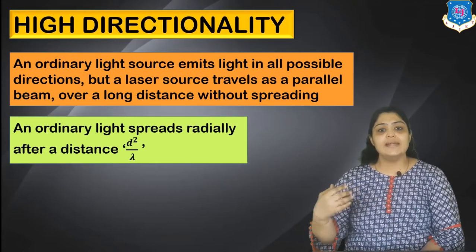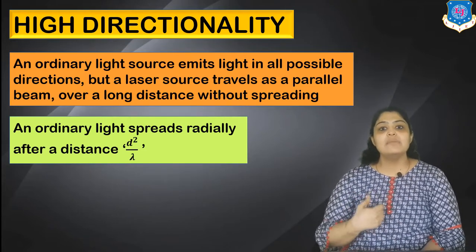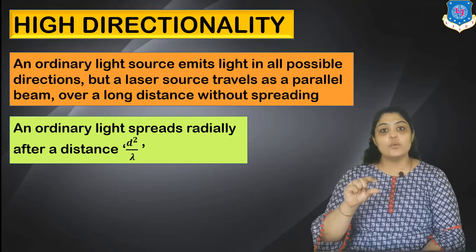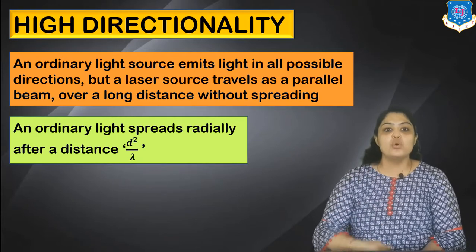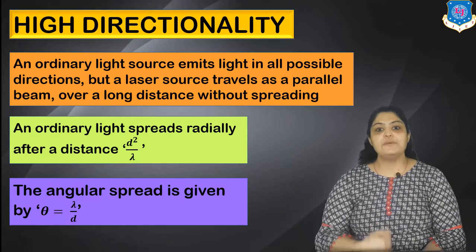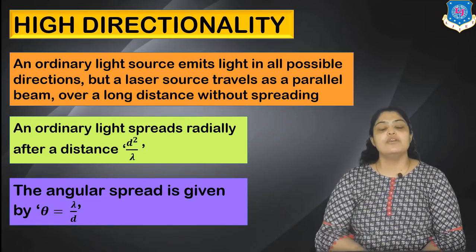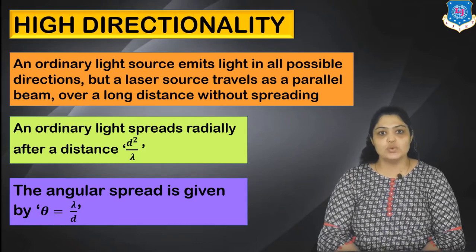An ordinary light radially spreads after a distance of d square by lambda. Lambda is the wavelength of light and d square is the diameter of the source from where the light has come out. The angular spread is given as theta by d. So, theta is the angle at which the light is emitted from the source.